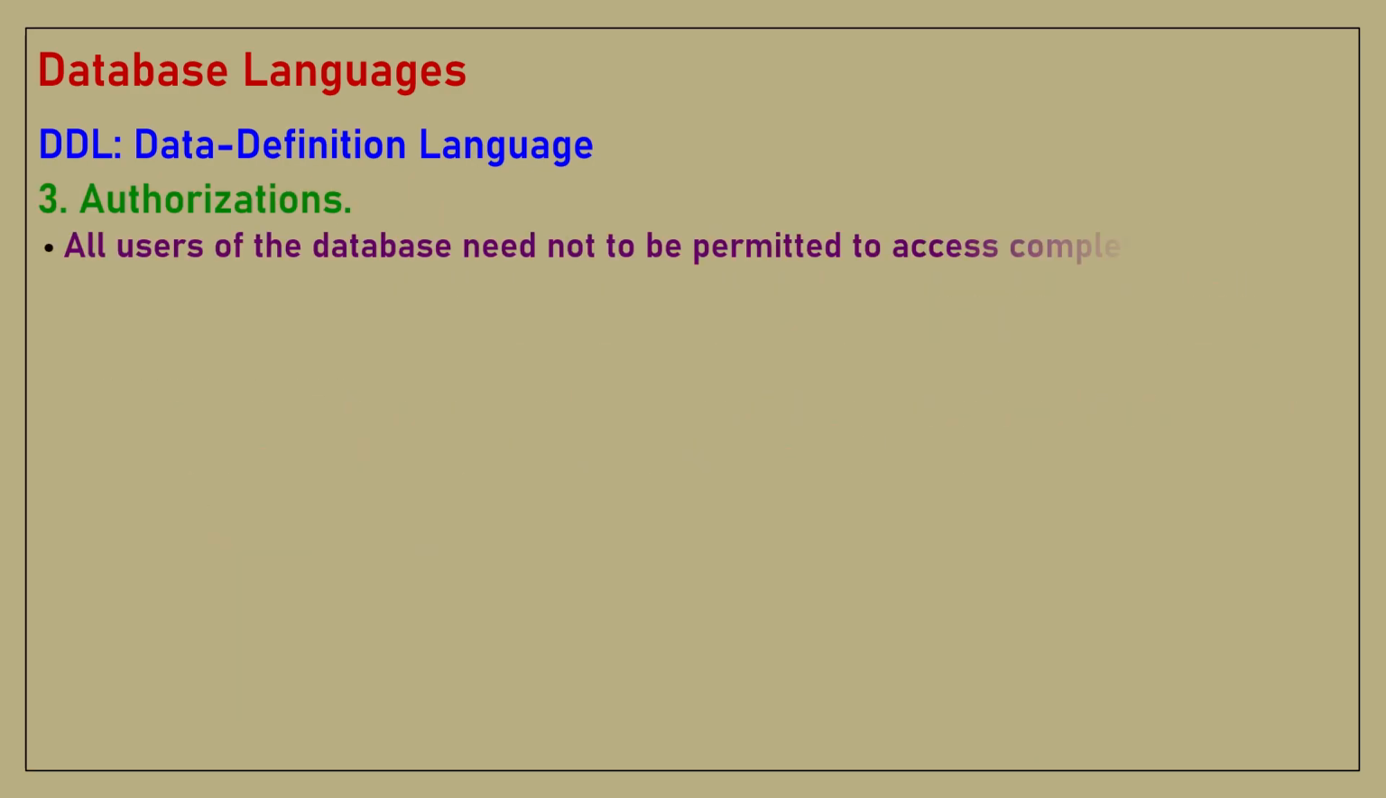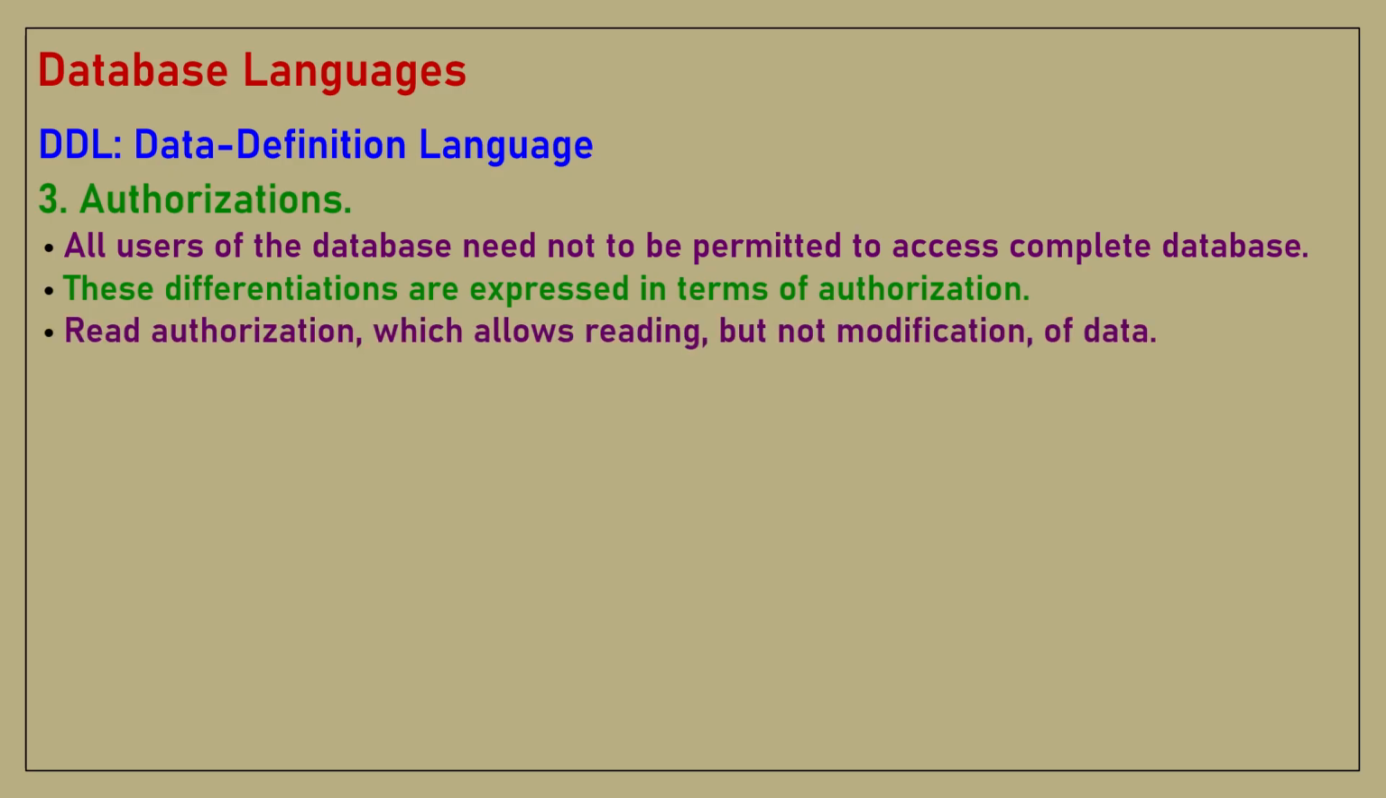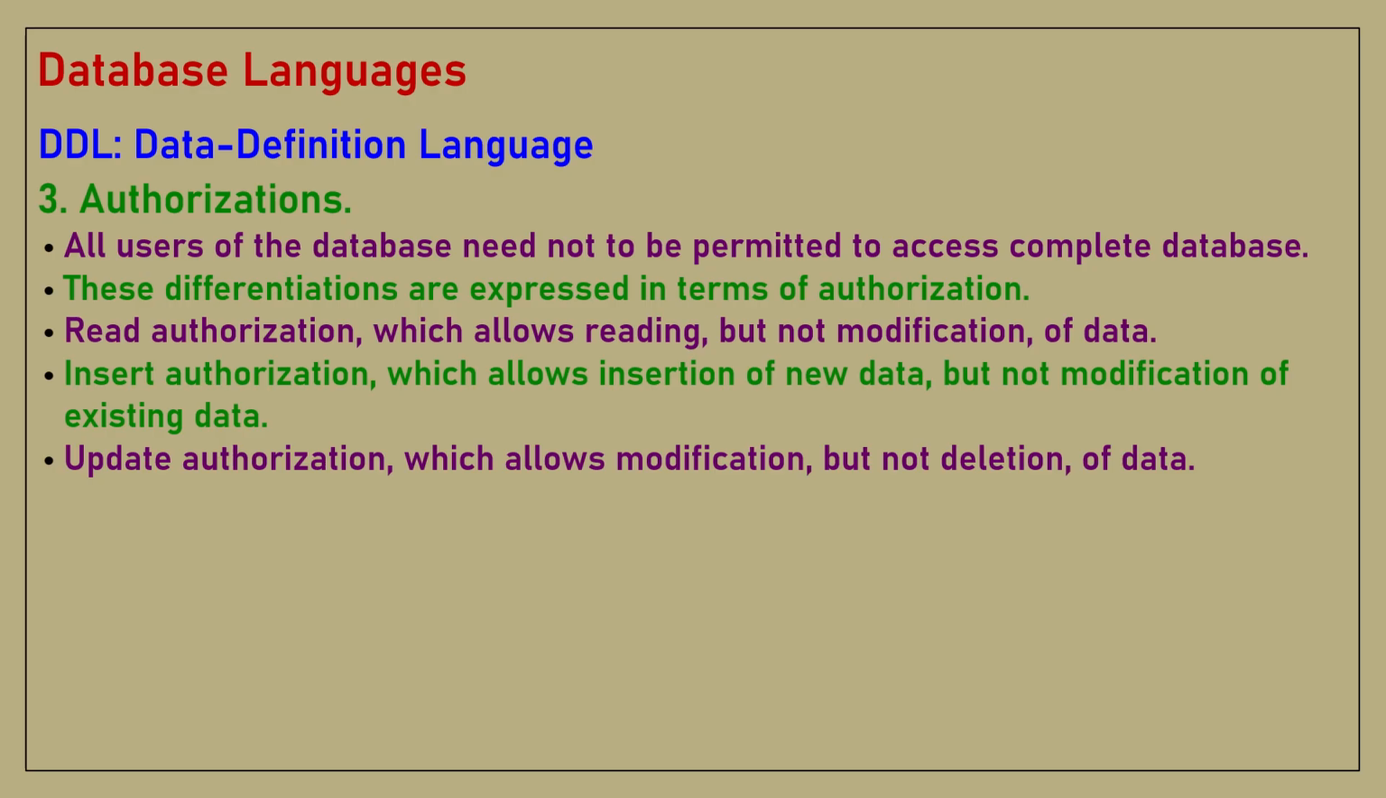Authorization. All users of the database need not be permitted to access the complete database. These differentiations are expressed in terms of authorization, the most common being read authorization, which allows reading, but not modification, of data. Insert authorization, which allows insertion of new data, but not modification of existing data. Update authorization, which allows modification, but not deletion, of data. And delete authorization, which allows deletion of data.